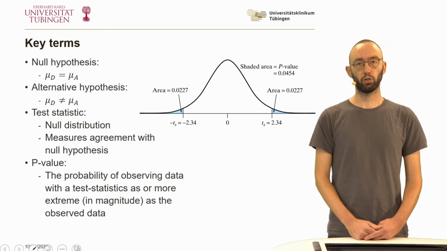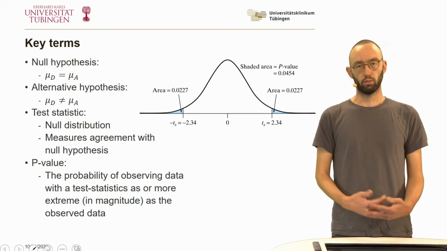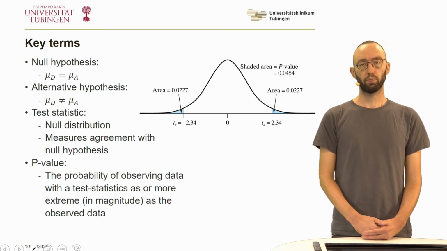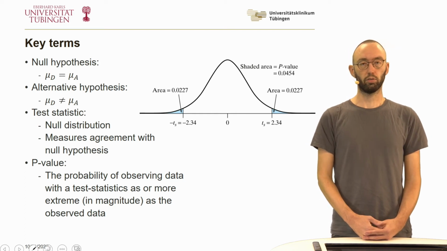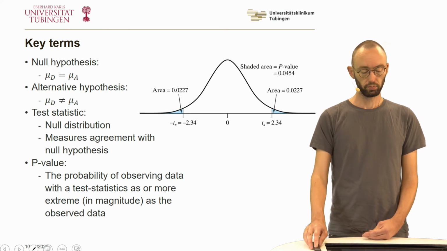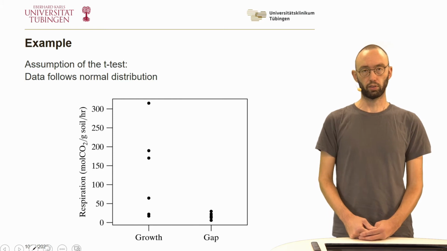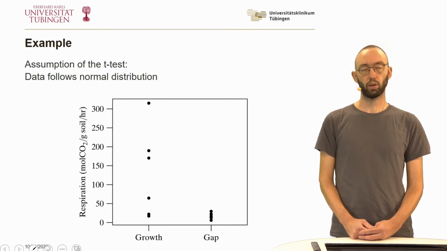If the p-value is sufficiently small, we take this as evidence that the observed difference between the two sample means is large enough that it likely does not come from two populations with the same means. One of the key assumptions of the t-test that we covered in the last video was that the data follows a normal distribution. If you don't remember all the details of the t-test, please watch the last video again.